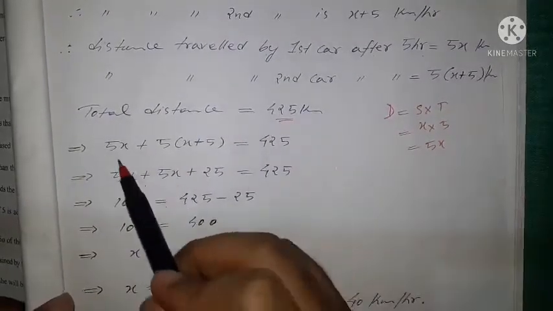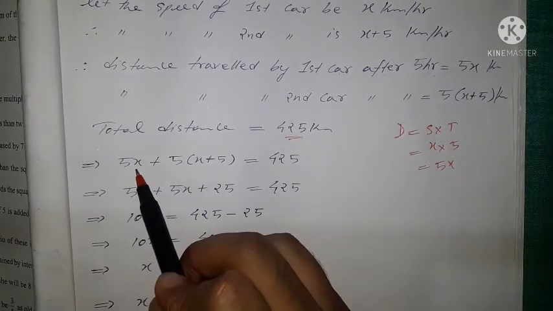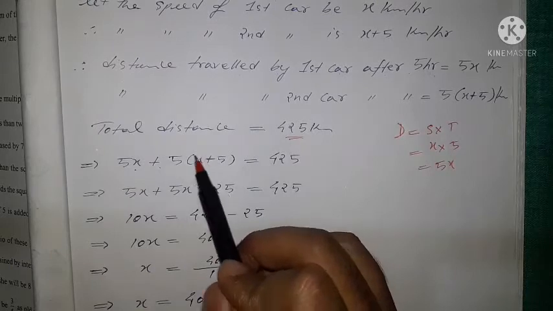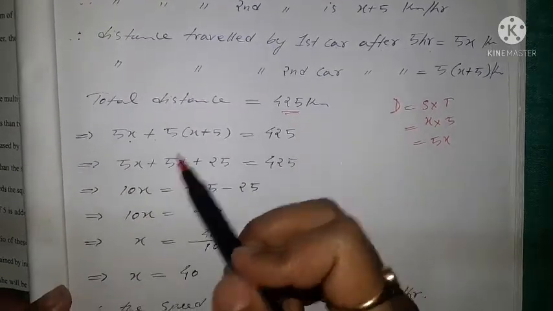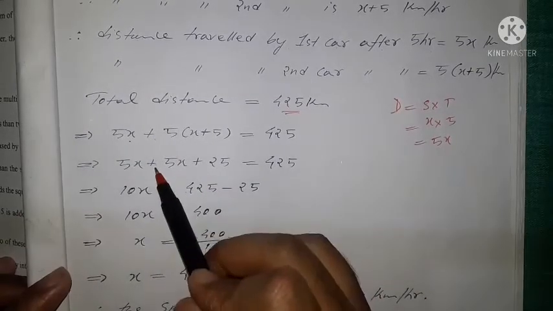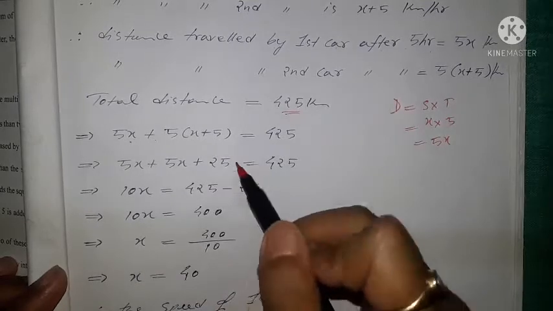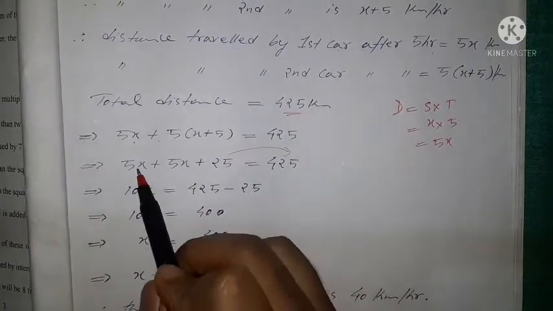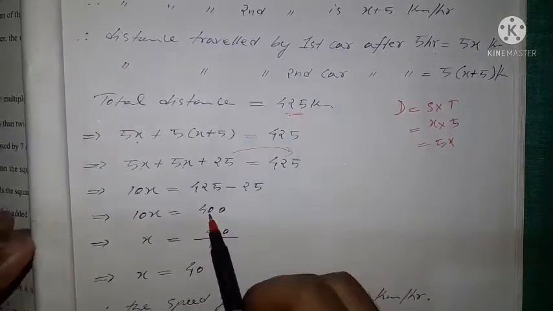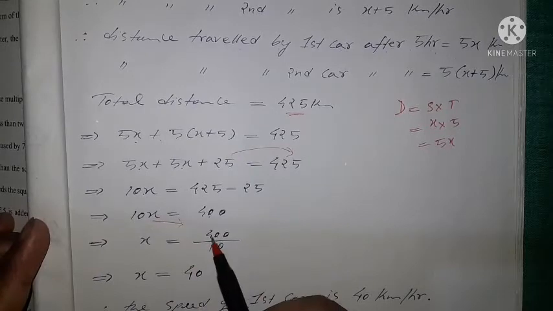So therefore we have written in place of total distance that 5x, the distance traveled by the first car, plus the distance traveled by the second car, is equal to 425. So now let's simplify this equation. So 5x plus 5x plus 25 is equal to 425. This 25 moves this side, it becomes 425 minus 25, and here 5x plus 5x is 10x. So it is 400. So for the value of x, 10 comes down, so 400 by 10.